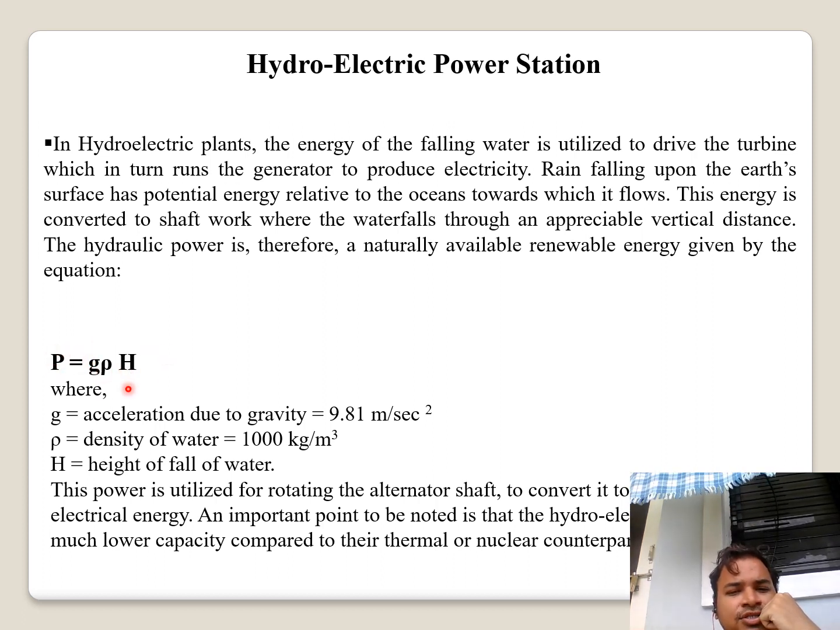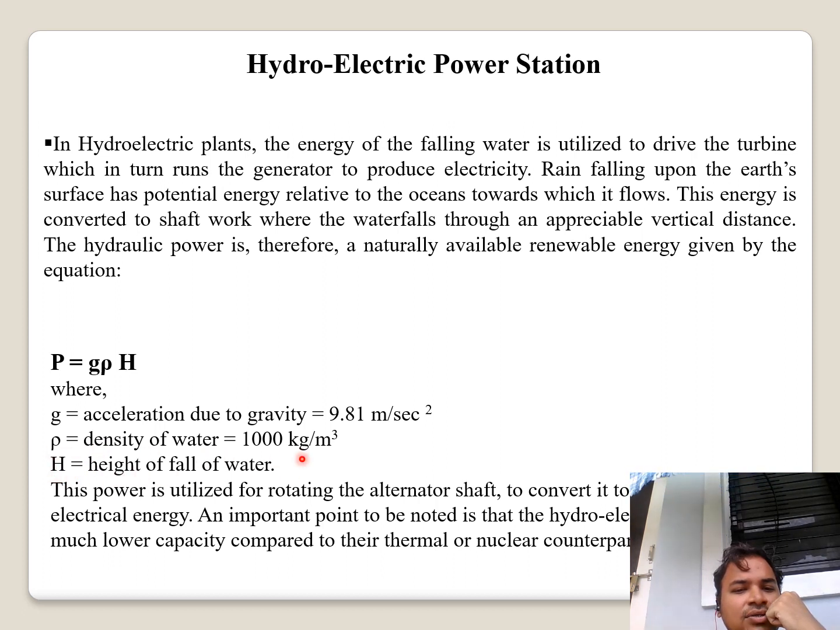This is G rho H, where P is the potential energy, G is the acceleration due to gravity, which we know is 9.81 meters per second square, rho is the density of water, which is 1000 kg per meter cube, and H is the height of the fall of the water. All these are SI units, and by using all these quantities we can get the potential energy of the water.